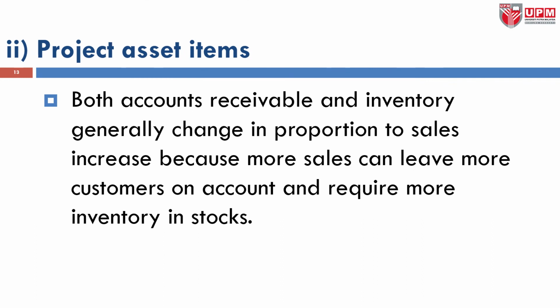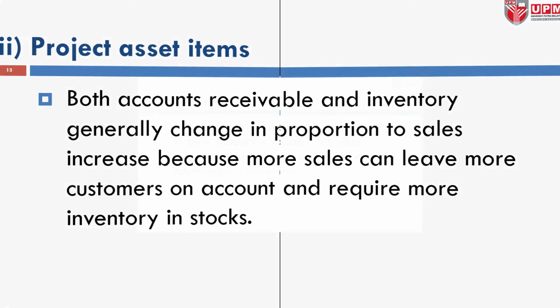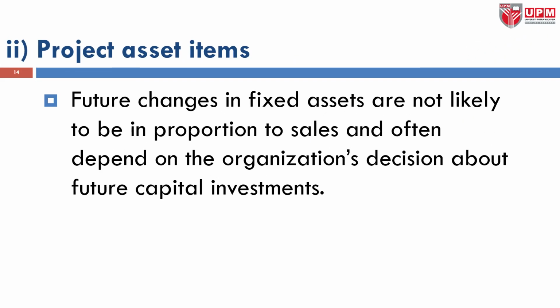Both accounts receivable and inventory generally change in proportion to sales increase, because more sales can leave more customers on account and require more inventory in stock. Future changes in fixed assets are not likely to be in proportion to sales and often depend on the organization's decision about future capital investments.